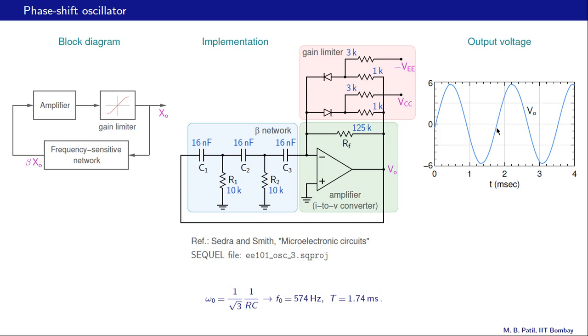Now the question that arises is, can we do something about this amplitude? The answer in this case is yes. We can play with these parameters here and use those to change the amplitude of the output voltage, and let us see how that can be done.